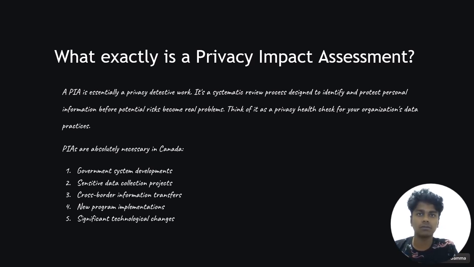The process of a PIA isn't that complicated though. Initial risk assessment, detailed information flow analysis, identifying potential risks, developing mitigation strategies, comprehensive documentation, and continuous monitoring. So, why does it matter? Because privacy is not a luxury, it's a fundamental right we must protect. A PIA demonstrates organizational accountability, prevents potential data breaches, and builds customer confidence.